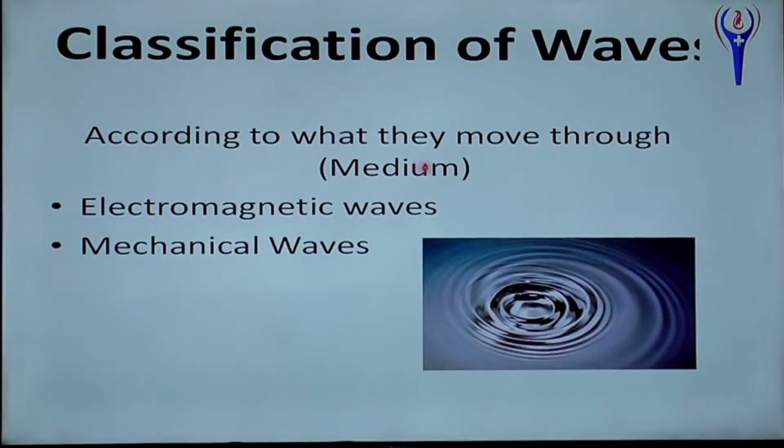According to what they move through, that is the medium, two types of waves are there: electromagnetic wave and mechanical wave. Electromagnetic wave is also called a non-mechanical wave.